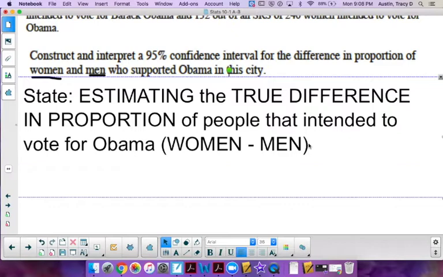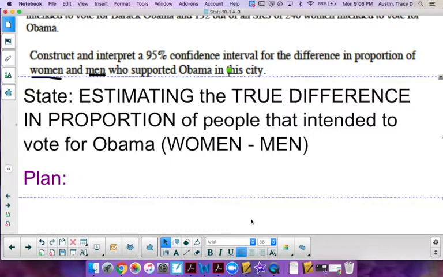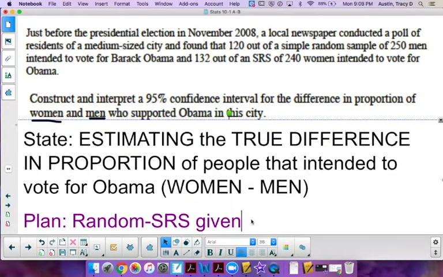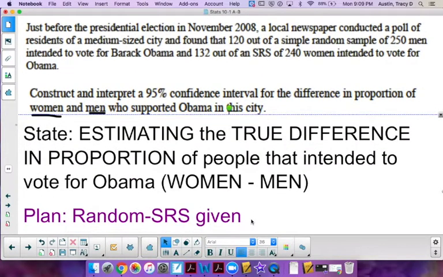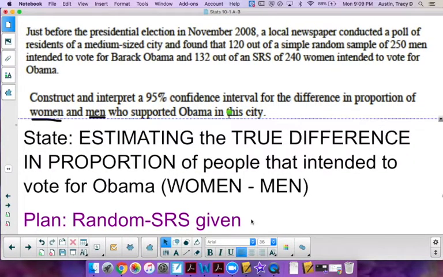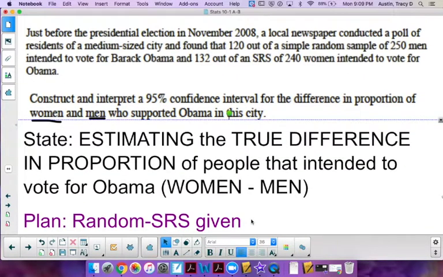Okay, so do this in a different color. Plan. All right. Random: SRS given, right? It says it for both of them. SRS, simple random sample. All right. Independent. Can't spell today. Okay, independent. All right, so there are more than 250 times 10 men and 240 times 10 women in a medium-sized city.